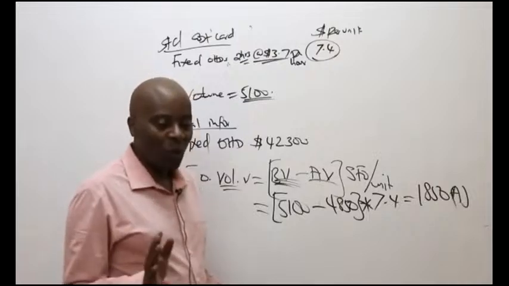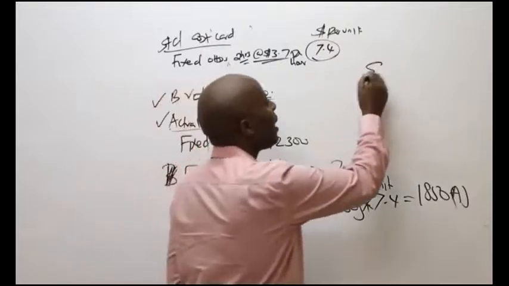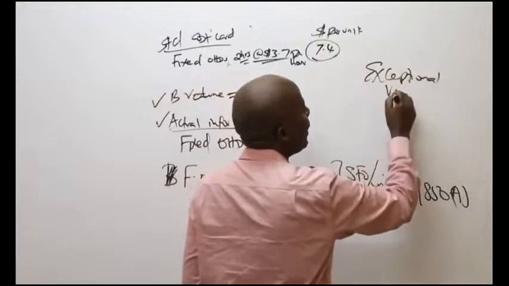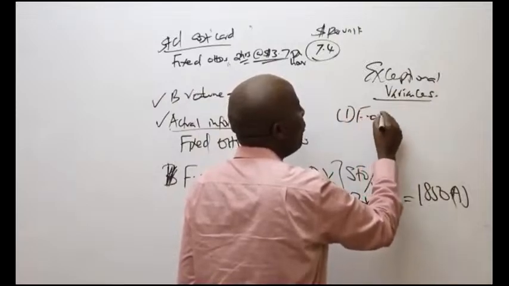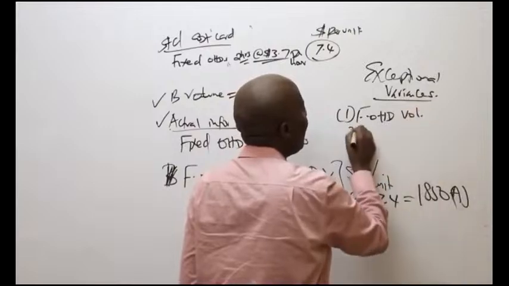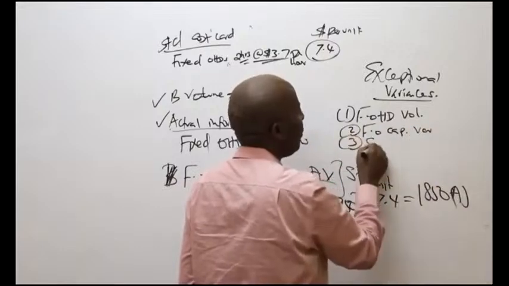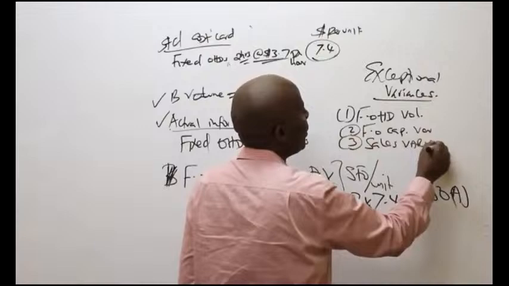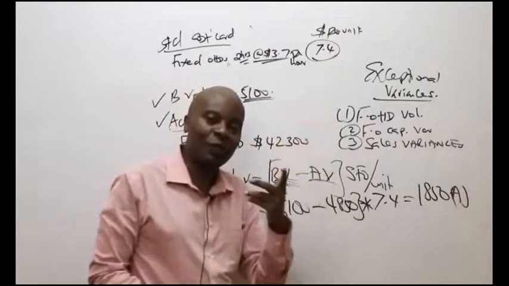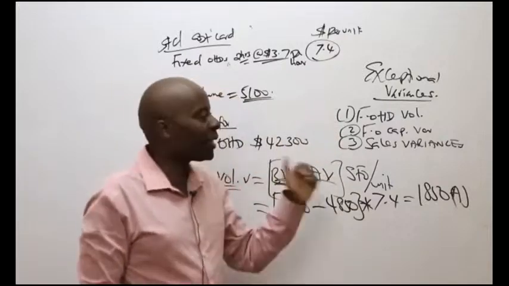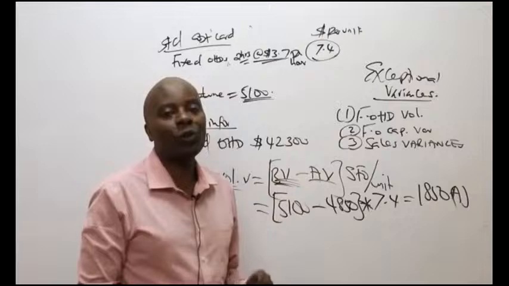That is wrong. Why? Because fixed overhead volume variance is an exceptional variance. If you can remember the exceptional variances, we have number one, fixed overhead volume. Number two, we have fixed overhead capacity variance. And then number three, we have all sales variances. All sales variances are exceptional. Being exceptional doesn't make them very hard to compute. Exceptional means that whenever we get them as positive, we interpret them in the opposite way.